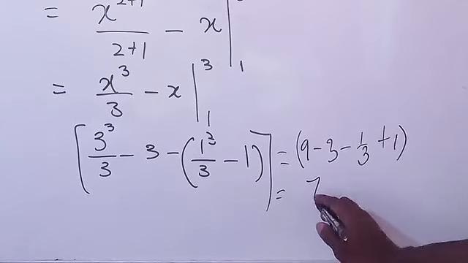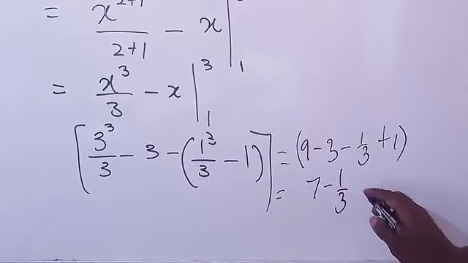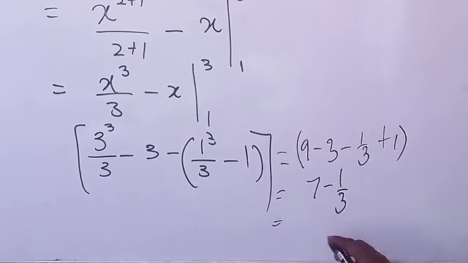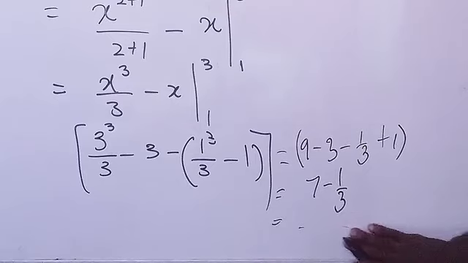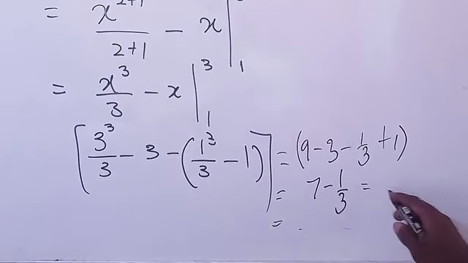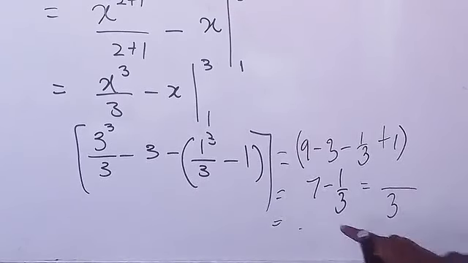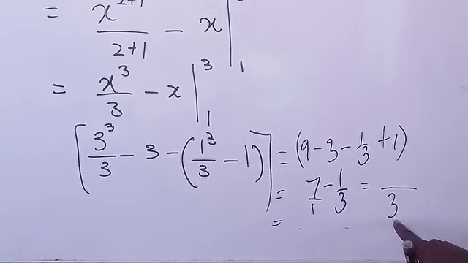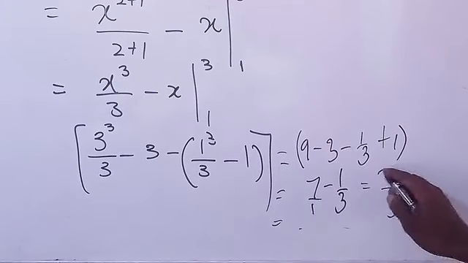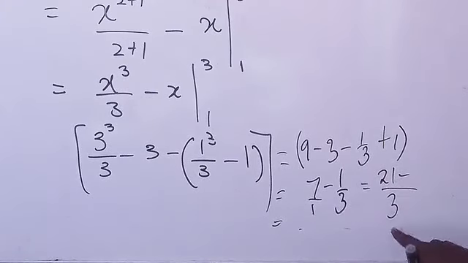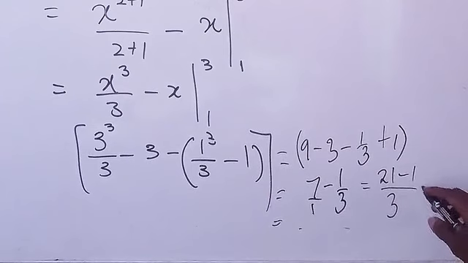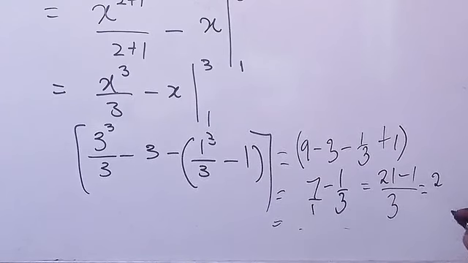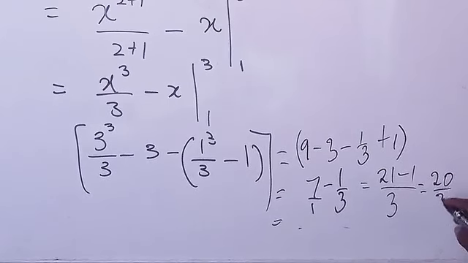We have 7 minus 1 over 3. By taking the LCM, we're going to have 3. You can write 7 as 7 over 1. How many times does 1 go into 3? 3 times. 3 times 7 is 21, minus 1 gives 20. So you can see we have 20 all over 3.